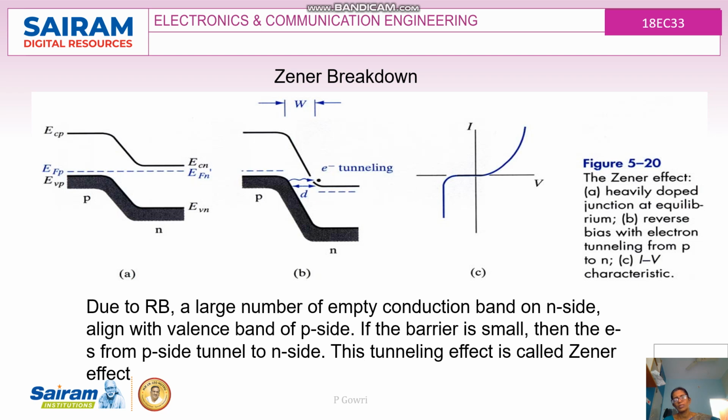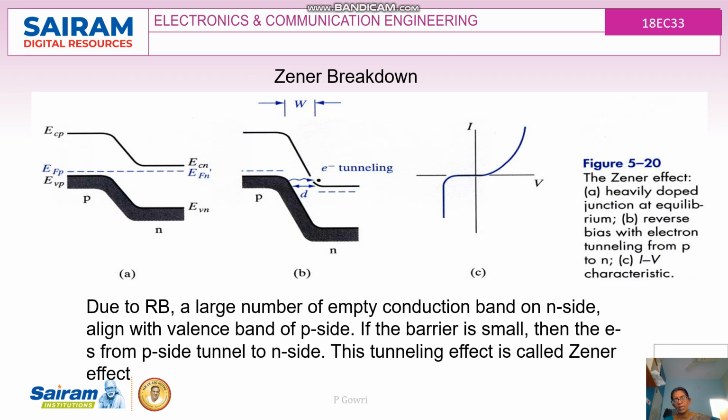So what is meant by Zener breakdown? During the reverse bias in a very heavily doped diode, the large number of empty conduction band states on the N side align with the valence band on the P side. If the barrier is small, the electrons from the P side tunnel to the N side. This tunneling effect is called Zener breakdown. That is, the first condition is the diode should be heavily doped.